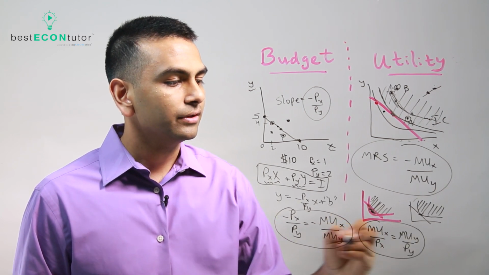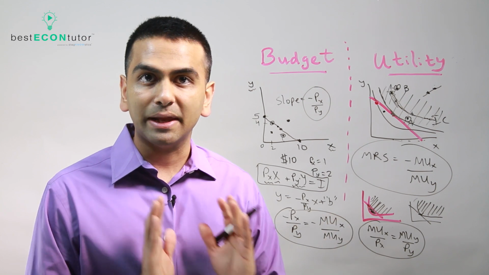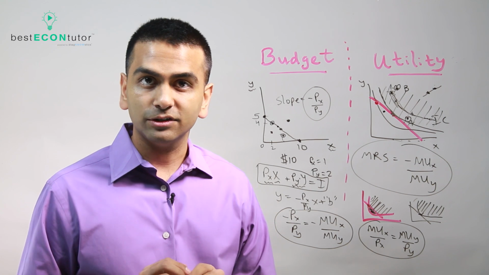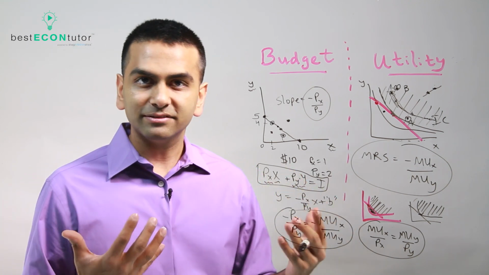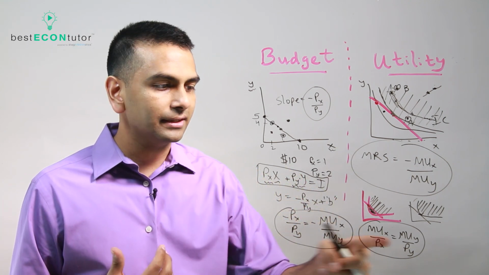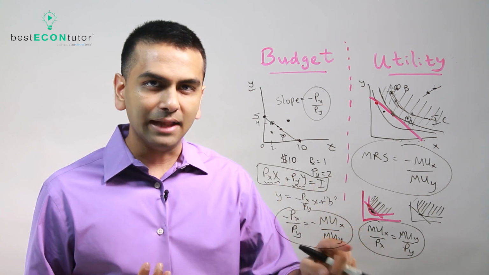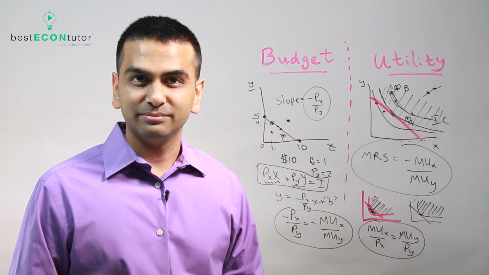Either way, this is called the rational spending rule. That means if this equation is true, you're maximizing your utility. So if you want to find a problem where you're maximizing utility, this is a condition you've got to check for: that the extra happiness per dollar is equal for both goods.